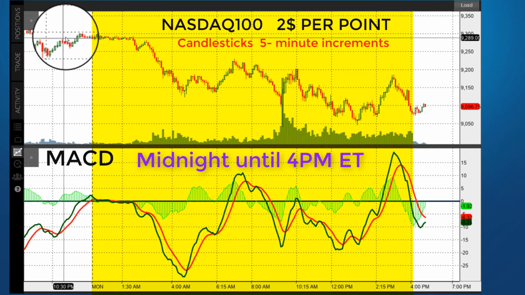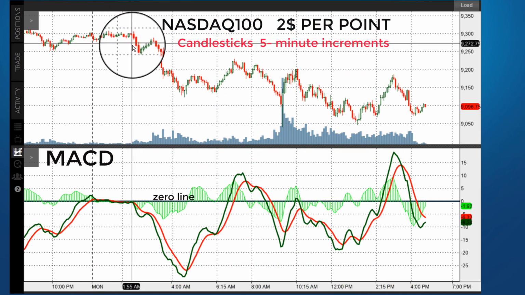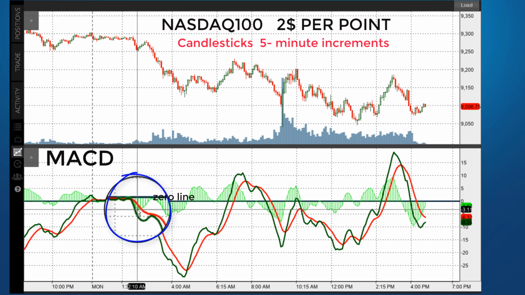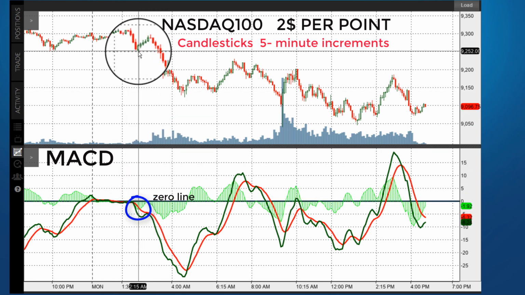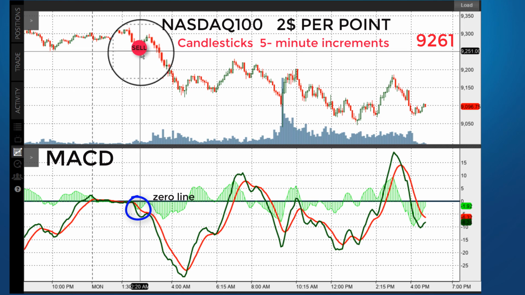Okay, as promised, I'm going to go through 6 trades in a period of midnight to 4 p.m., and we're using the NASDAQ100. I'm going to be looking for the sell signal we discussed with the green line below the red line, and both of those lines are below the zero line on the MACD. And we get a sell signal right here, our first sell signal for the period at 92.61.